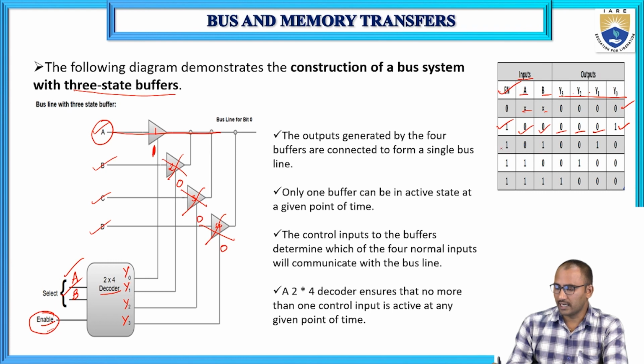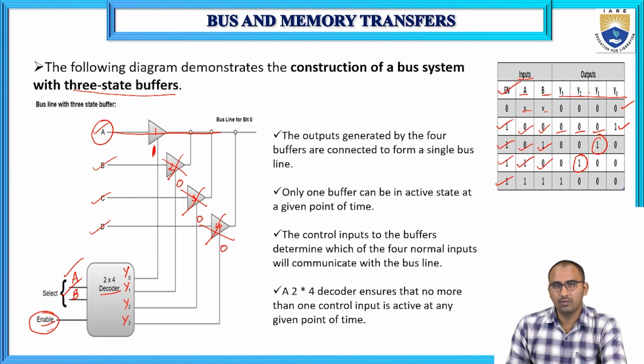Similarly, the second case. In order to get the output at the decoder, the enable pin should be logic high. When A is equal to 0 and B is equal to 1, then Y1 is equal to 1, and all the remaining outputs are 0. Similarly, when A is equal to 1 and B is equal to 0, then the Y2 output will be 1, and the remaining Y0, Y1, Y3 are equal to 0.